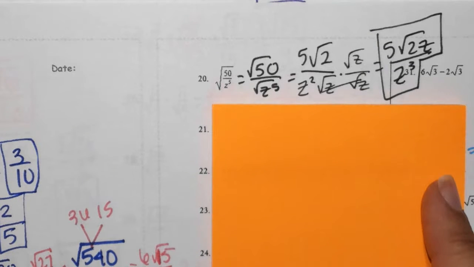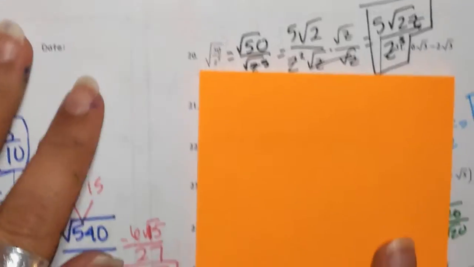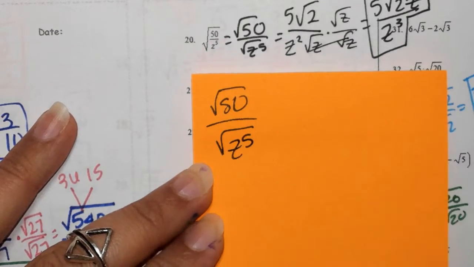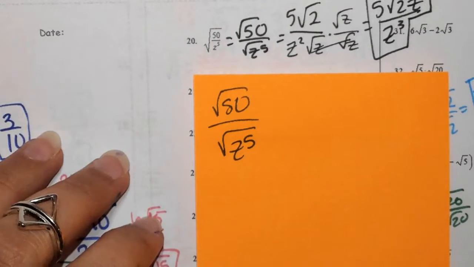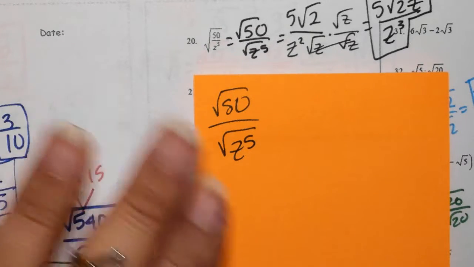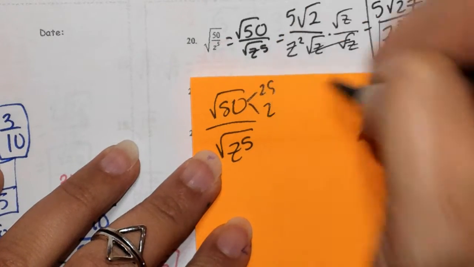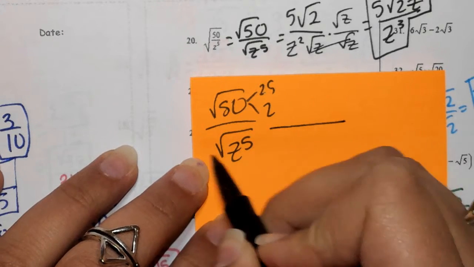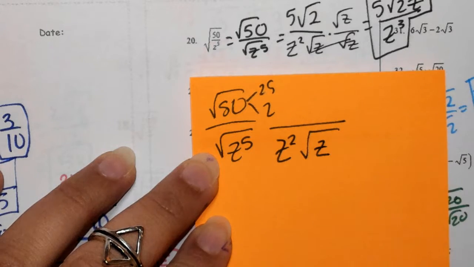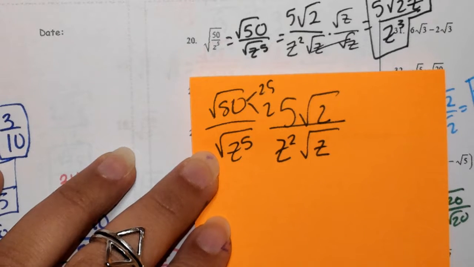Oh my gosh. Stop acting like I just wrote Greek on the board and you've never seen it before. For the love of God. So it's the square root of 50 divided by the square root of z to the 5th. Instead of rationalizing first, I broke down both of mine. You can do it either way. I'm going to show you the way I did it by breaking it down. I broke this down into 25 and 2. Then 2 goes into 5 twice with 1 z left over. The square root of 25 is 5, so this becomes 5 root 2. Does everybody see how I got there?